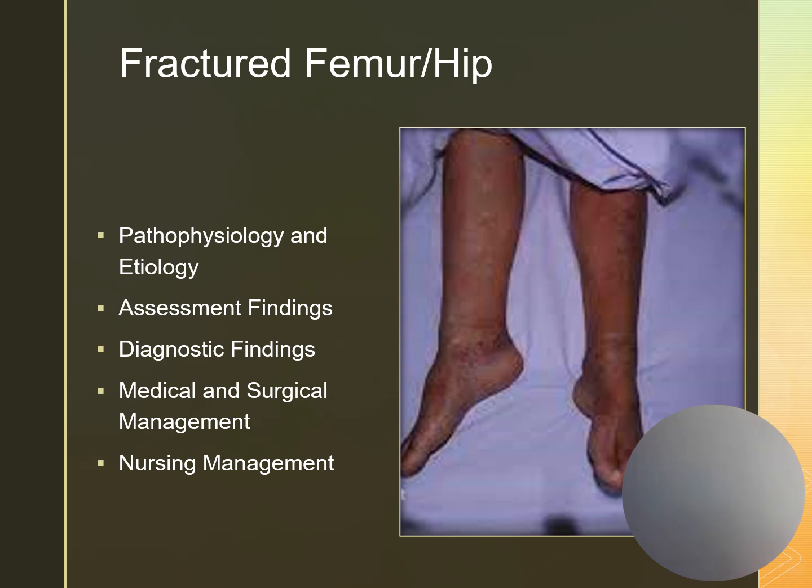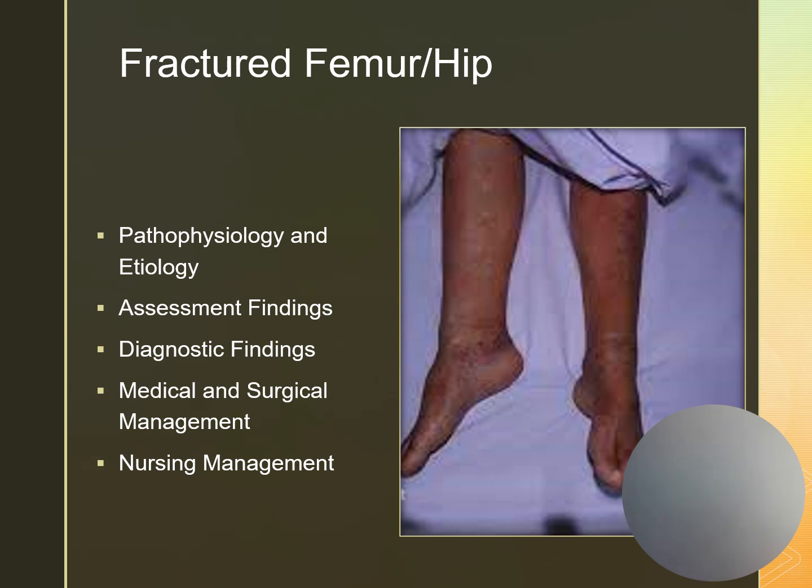These clients have severe pain. They have shortening and external rotation of the leg. This is very classic sign of a hip fracture. So if you look at the picture on your slide, you can see that the one leg is shortened and it's rotated outward. These clients also have blood loss. There's a lot of blood in those bones. They may have extensive bruising at the fracture site, edema, contained bleeding, and muscle spasms.